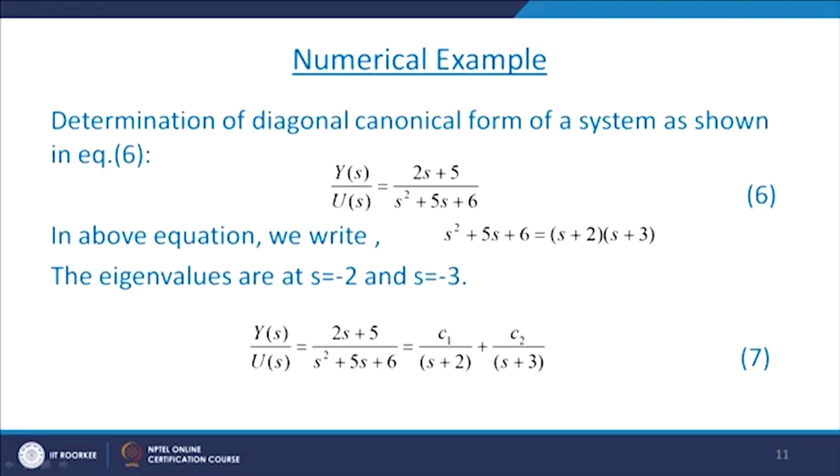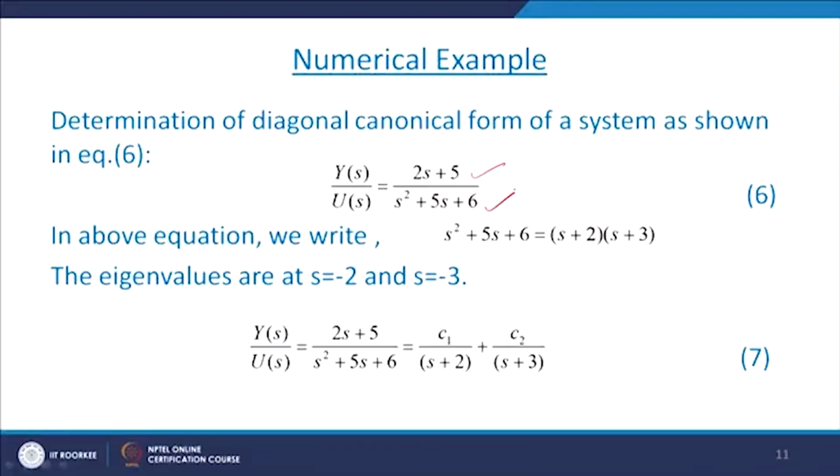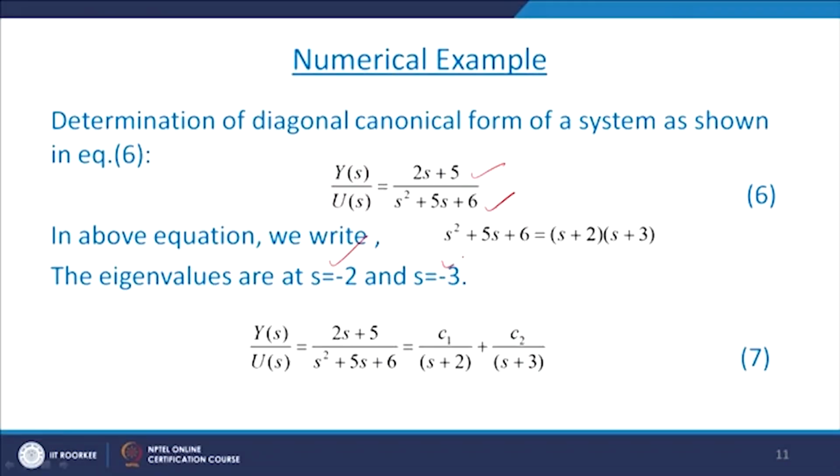Now we study this with a numerical example, but here for the numerical example we are taking the degree of the denominator greater than the degree of the numerator. For understanding purposes I have taken only a second order system, that is (2s plus 5) over (s square plus 5s plus 6). It is a second order system. So what are the eigenvalues, or roots? The roots are s equals minus 2 and s equals minus 3. So you will find that s square plus 5s plus 6 is (s plus 2)(s plus 3).